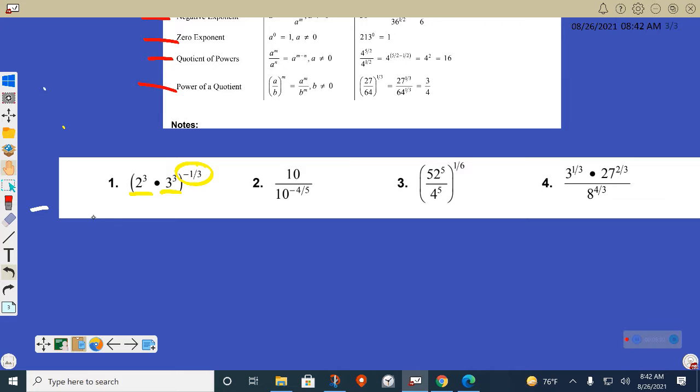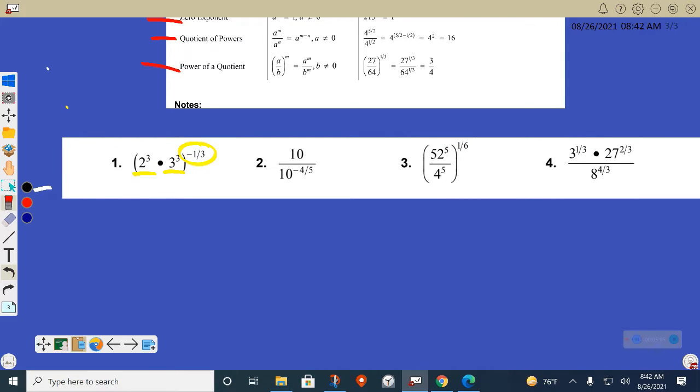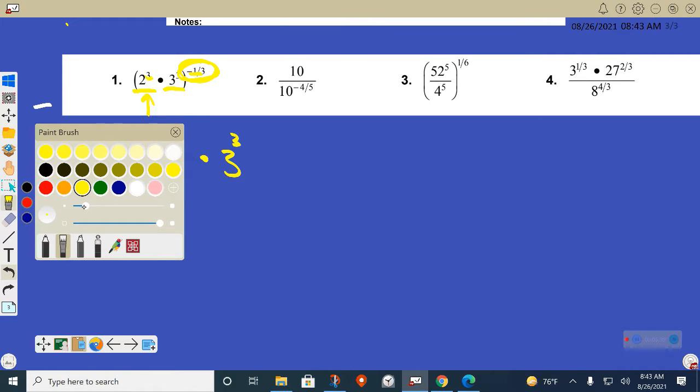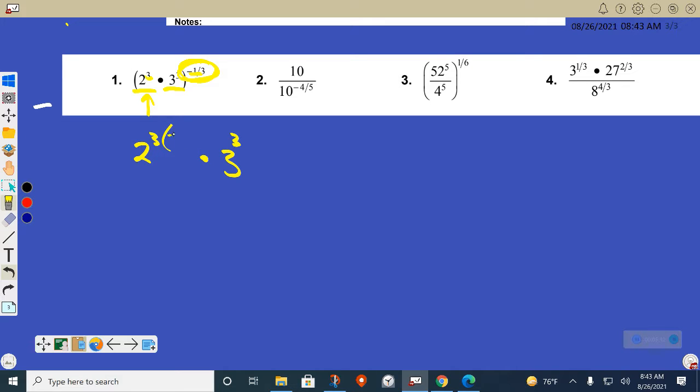This first example. So what I'm going to do is, watch this. I'm going to write 2 to the third, but then I'm going to raise that to the negative 1/3 power. So multiply that by negative 1/3, because power to a power you multiply. Times 3 to the third power times negative 1/3. I trust I'm writing big enough. I'm not sure if you can read my chicken scratch. Let me write a little more clearly here. Let me make my marker a little thinner. Negative 1/3. Here we go.